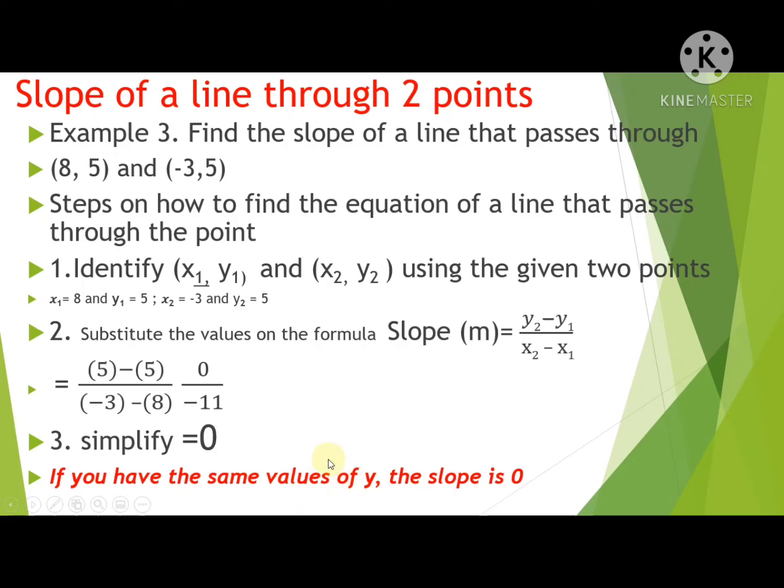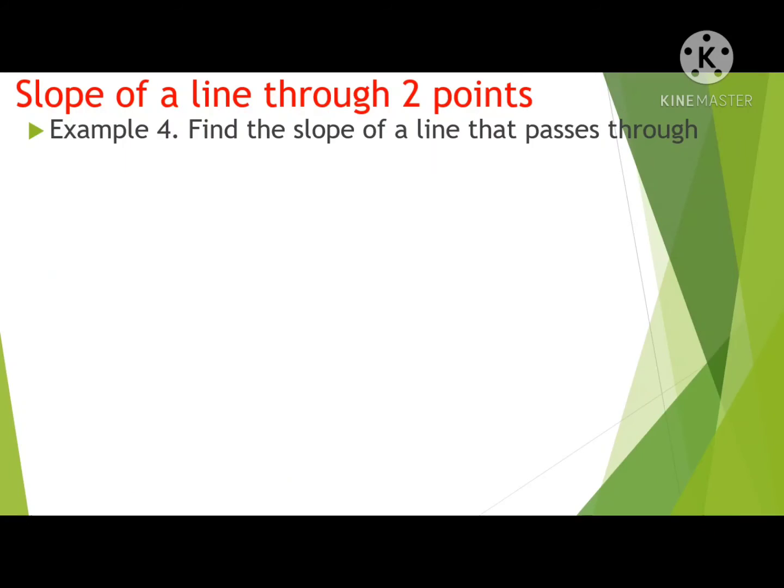I just showed the solution, but if you notice that the values of y are the same, automatically the answer is 0. Example number 4. Find the slope of a line that passes through negative 1, 4, and negative 1, 8.